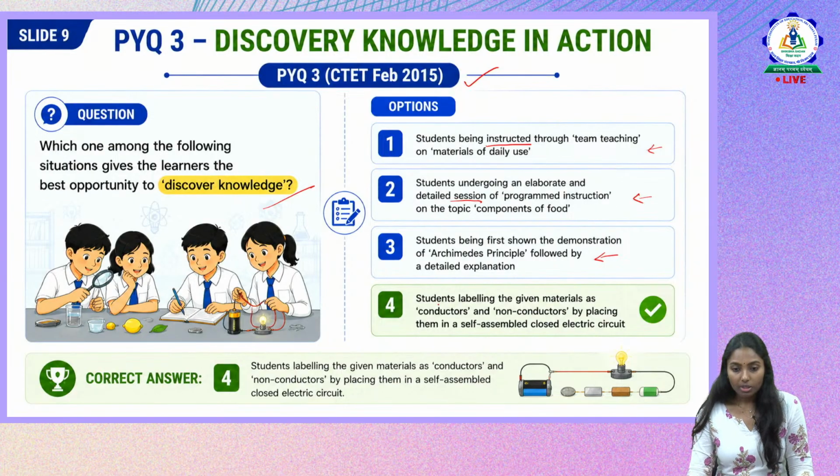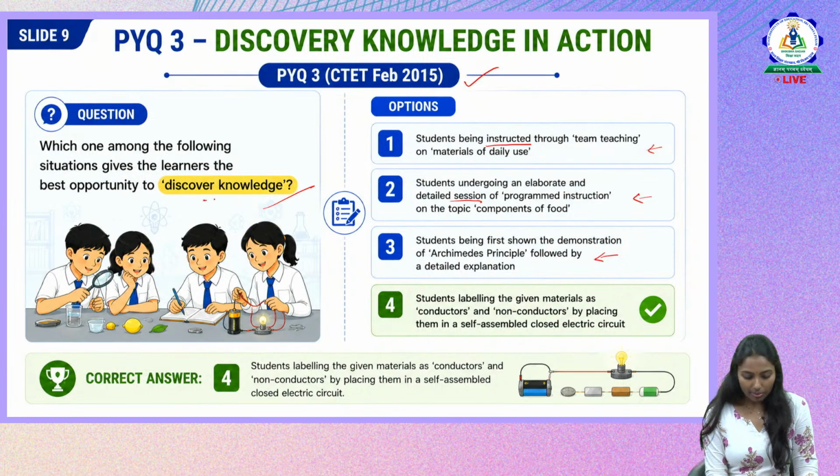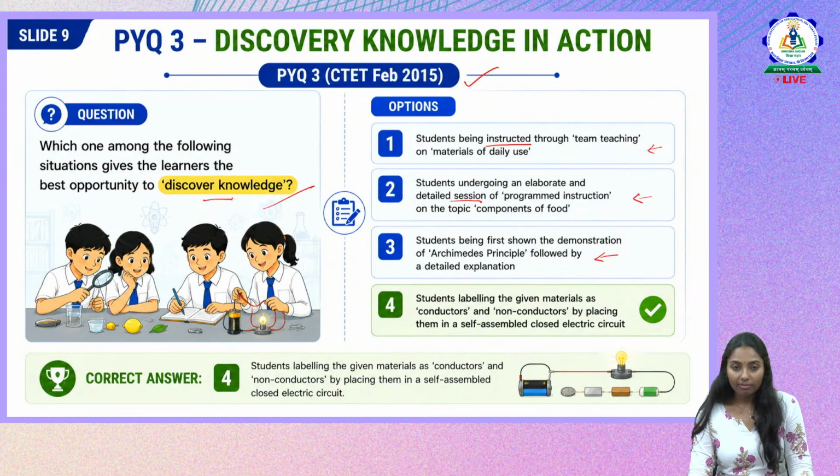The 4th option is students labeling the given materials as conductors and non-conductors by placing them in a self-assembled closed electric circuit. If you see the question, it's about how they can discover the knowledge, meaning self-discovery, the heuristic method. So in the 4 options that we have, in every option, students were being instructed or they were demonstrated to.